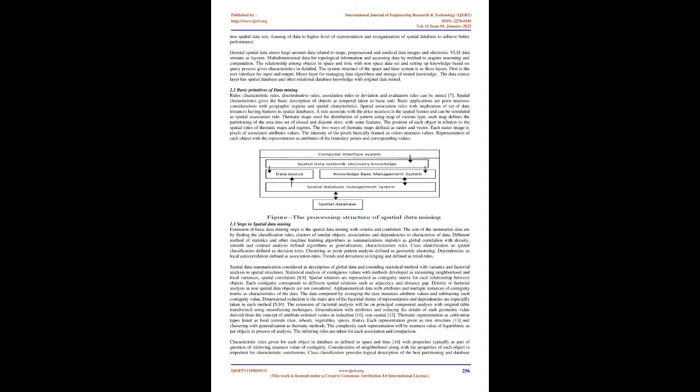General spatial data stores large amounts of data related to maps, pre-processed and medical data images, and electronic VLSI data streams as layouts. Multidimensional data for topological information and accessing data by a method to acquire reasoning and computation. The relationship among objects in space and time with non-space data sets and setting up knowledge based on the query process gives characteristics in detail. The system structure of the space and time system is in 3 layers.